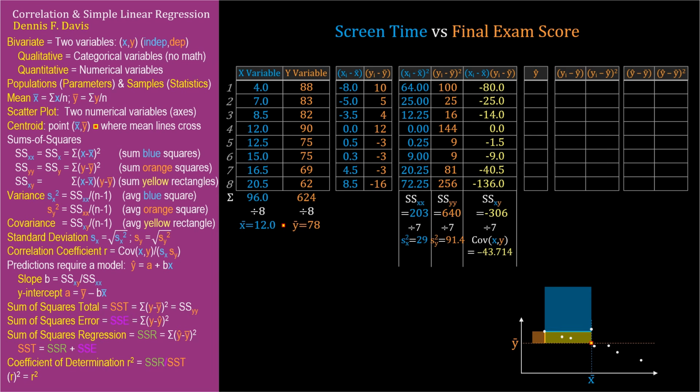Once we know the variances, we can find the standard deviations by taking the square root. The variance of x is 29 hours squared, so the standard deviation, s sub x, is the square root of 29 hours squared, which is 5.39 hours. The unit of measure of the standard deviation of x is always the x units. The variance of y is 91.4 final exam points squared, so the standard deviation, s sub y, is the square root of 91.4 final exam points squared, which is 9.56 final exam points. The units of measure of the standard deviation of y is always the y units.